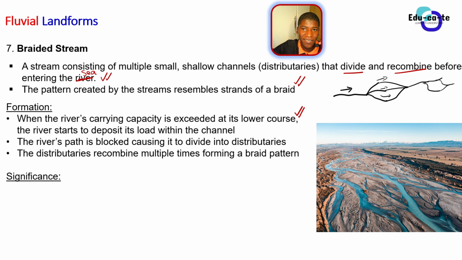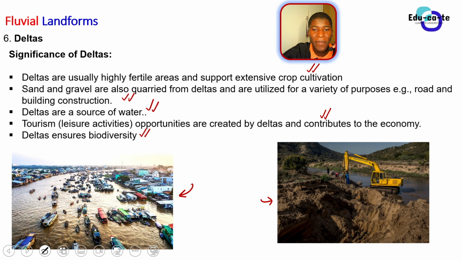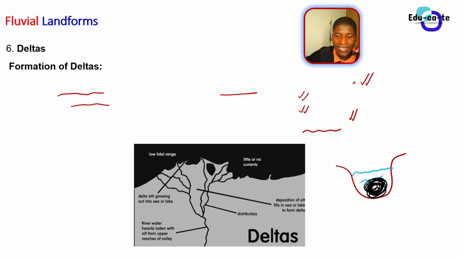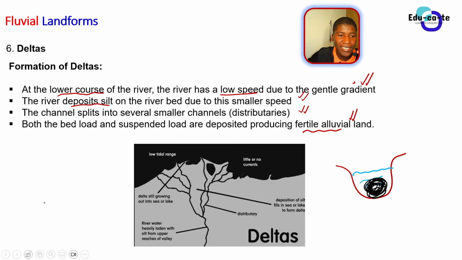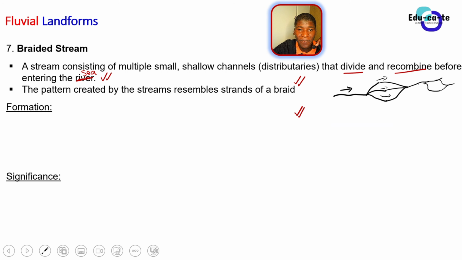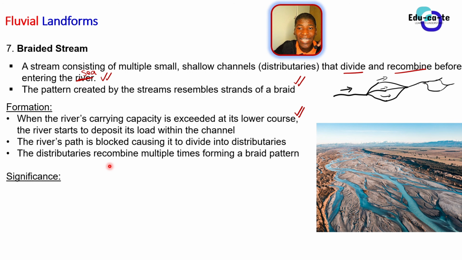They've got smaller streams, but they don't recombine. If we go back to the deltas, you need to remember that in the delta case, we have a river that is splitting into smaller distributaries, and those smaller distributaries will enter into the sea. But the difference is that in a braided stream, these actually split and then they combine again later on. That's why they make a braid kind of pattern. Get the sense, right? So that's how it works.